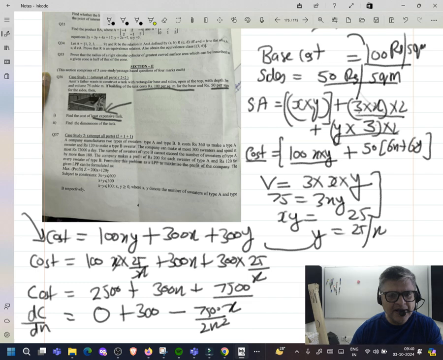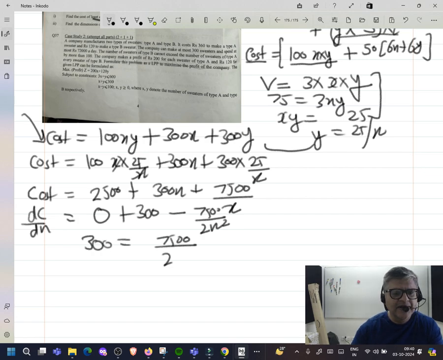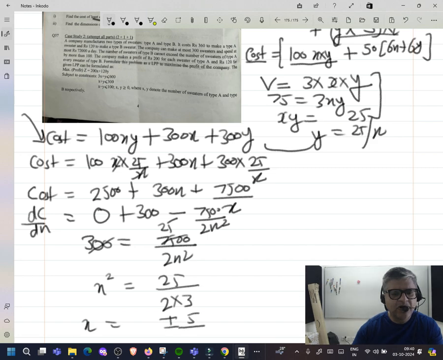So this is 0, this is 300, this is 7500 by 2x square. Okay, now 300 is equal to 75 by 2x square. This is 300 and this is 25. So x square will be 25 upon 2 into 3. So x is equal to plus minus 5 upon under root 6 meters.